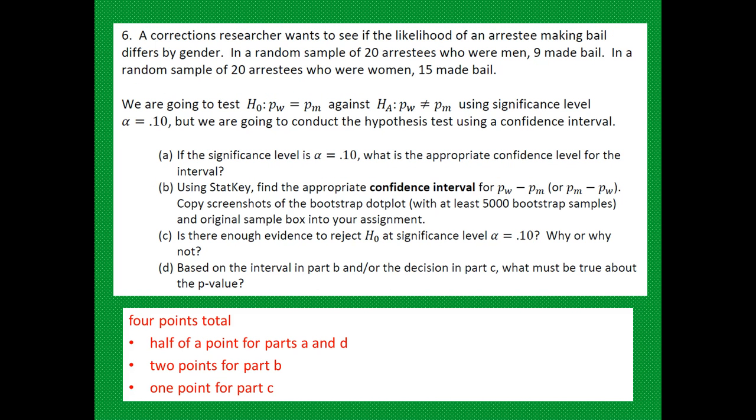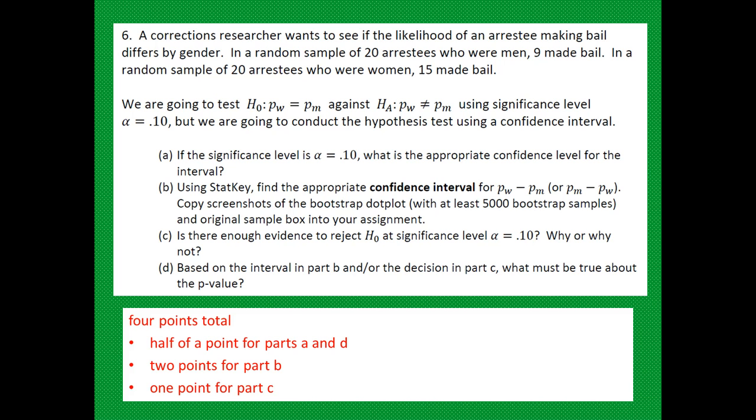Number 6, which is conducting a hypothesis test using a confidence interval. Part A is just matching up the confidence level correctly. That's half a point. It's in the first half of section 4.5. Finding the appropriate confidence interval. Confidence interval is in bold because this is a hypothesis test and this isn't the way that we've usually been doing it. So make sure you're getting a confidence interval here, not finding a p-value. If you find a p-value, that's not the point of this question, and you're probably not going to get a lot of points for that.